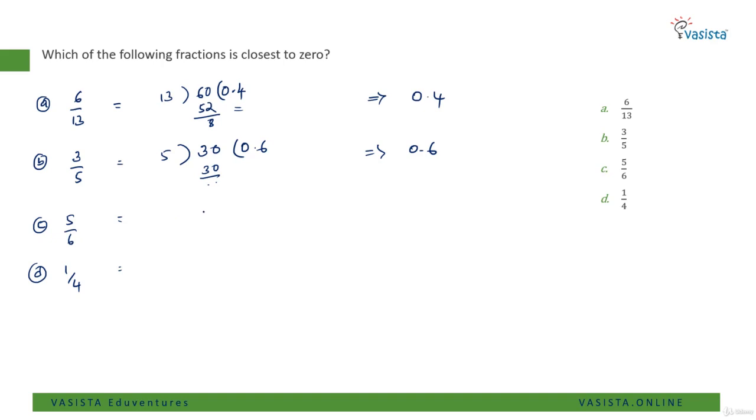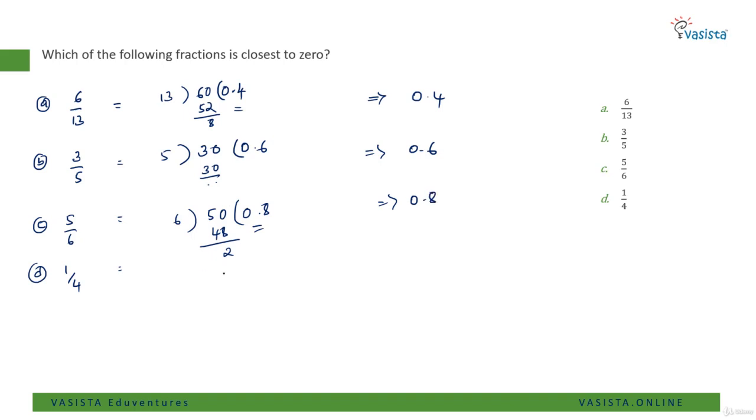And 5 by 6. Let me go with this. 5 I'm going to divide by 6. 6 8s are 48. 0 point, 6 8s are 48, which is 2 remainder. So 0.8.